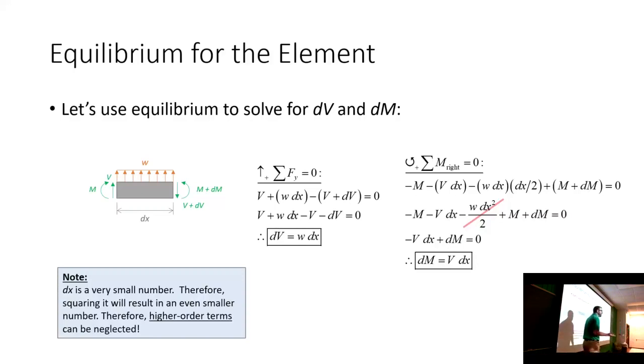This is pretty simple, okay? So what do I have? I've got V going up, so we'll take that as positive. I've got V plus dV going down, so we'll treat that as negative. And then what about this? I have w dx going up. That is the distributed load acting over the length, right? So if I had 2 kips per foot over a distance of 30 feet, that would be 60 kips, right? 2 times 30. So it's the magnitude of the load times the width.